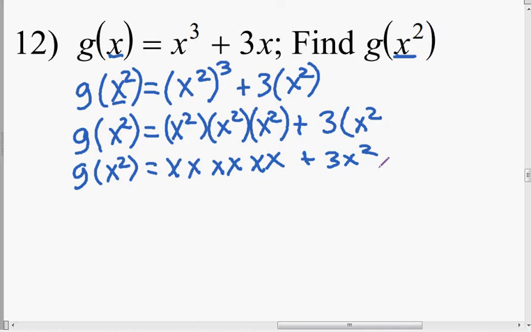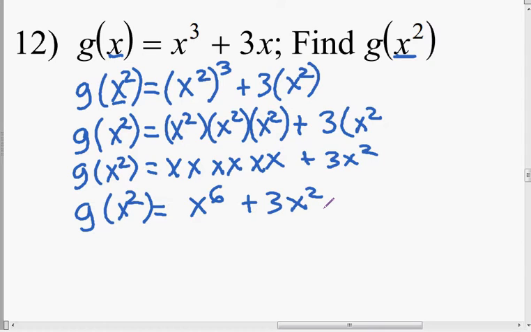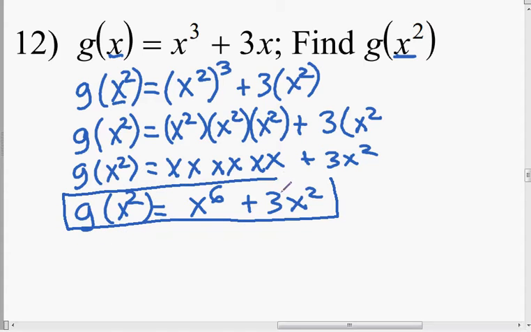I'll keep that there. And now I'm thinking, okay, if I'm multiplying 6 x's together, exponents mean this is how many you multiply together. I can call this g of x squared equals x to the 6th power plus 3x squared. Okay? And I will leave it at that because there are no parentheses, no like terms. That is standard form. Okay.